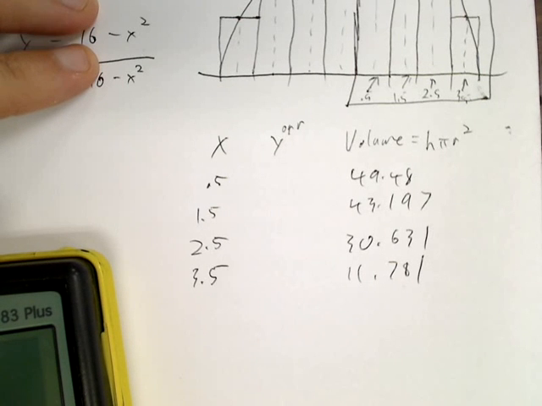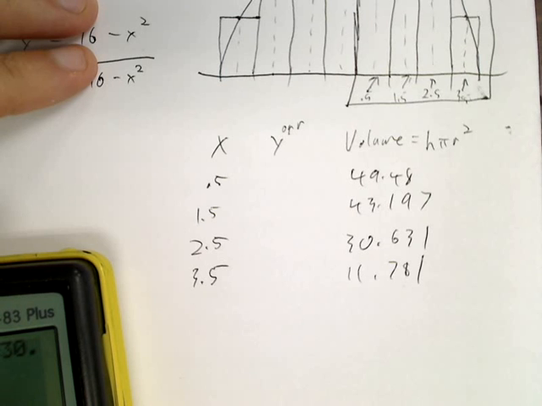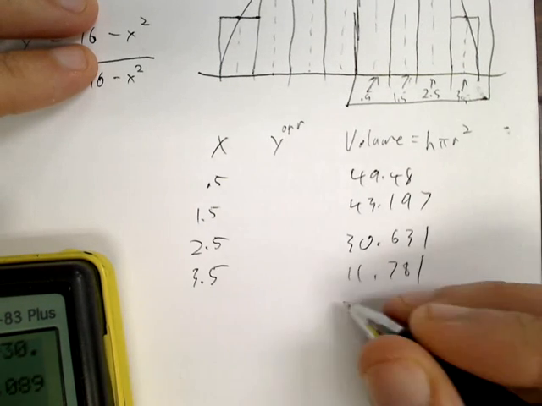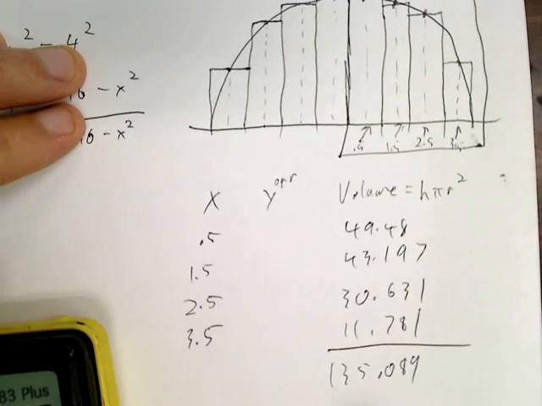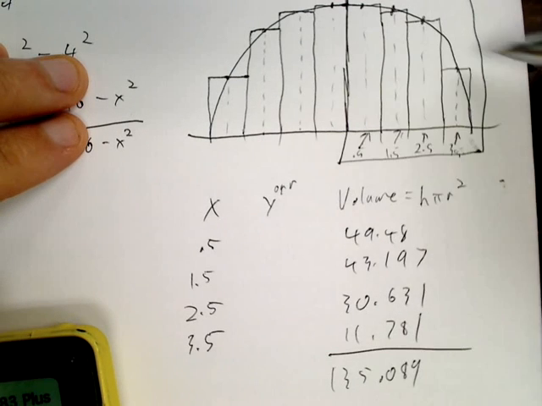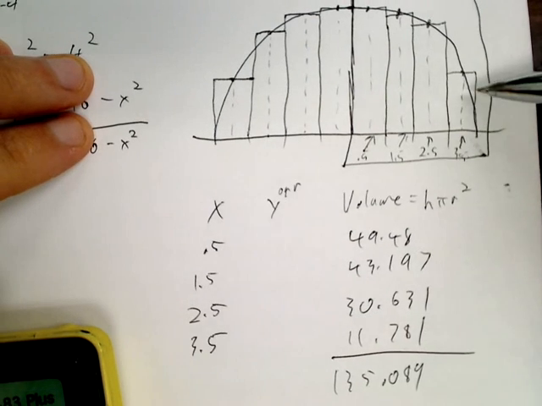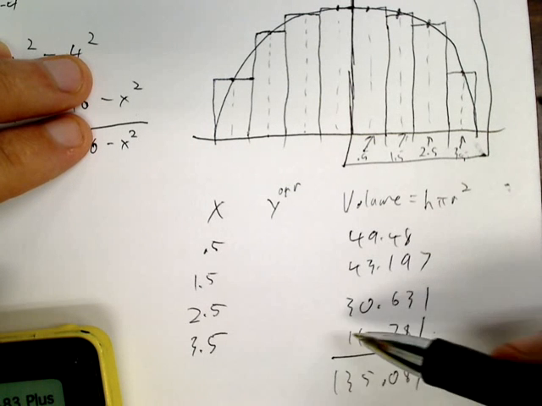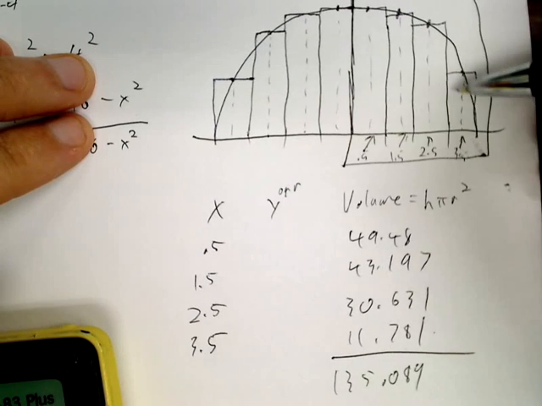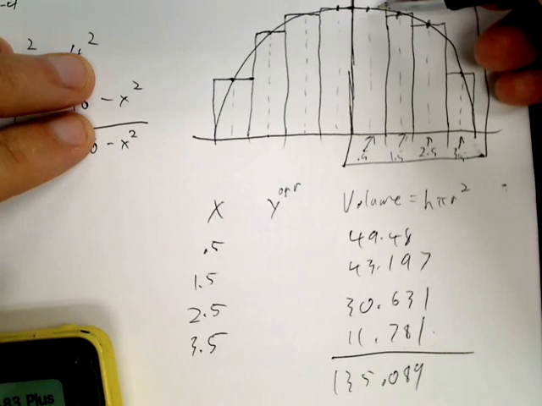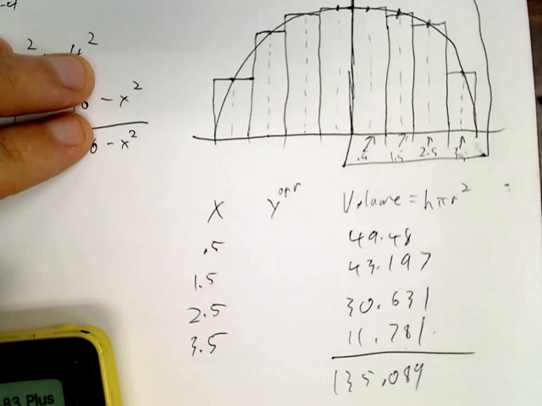49.48 plus 43.197 plus 30.631 plus 11.781. And if I do that, I get 135.089. Now remember, this is just these four rectangles. So if I take this last rectangle and spin it around, the volume of that cylinder is going to be 11.781 in some units. I don't know, imaginary units or whatever. And of course, these ones will be bigger, and there's not much difference between these two. And you can see there's not much difference between the height, so they should be pretty close to each other.